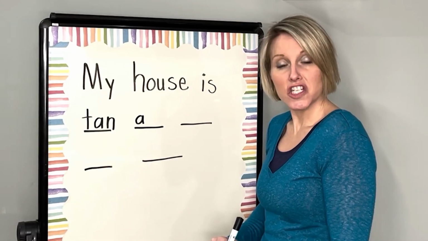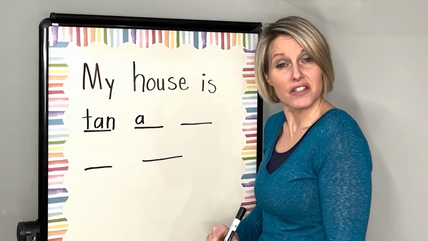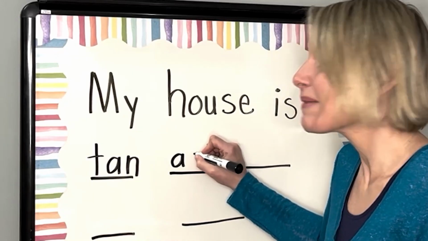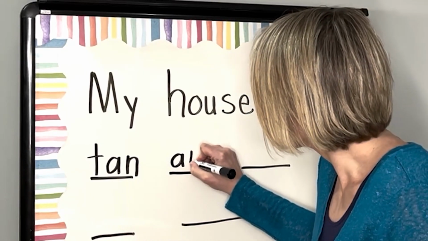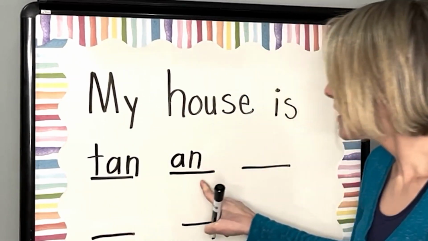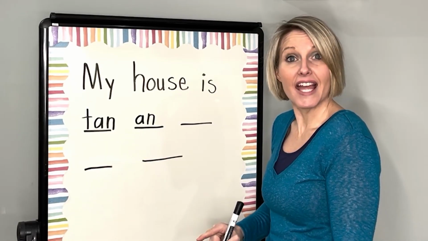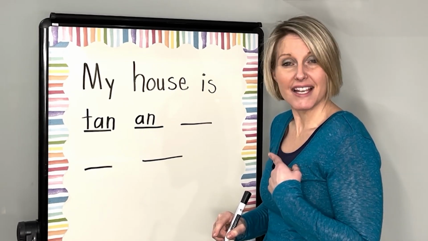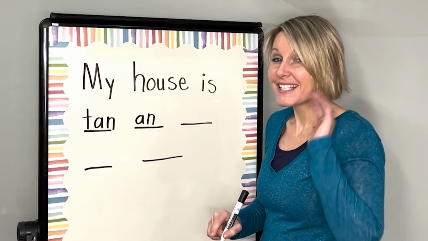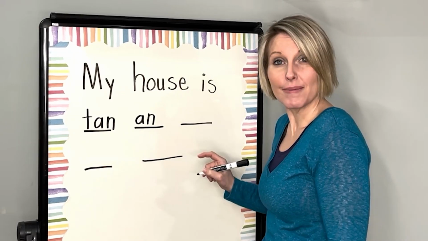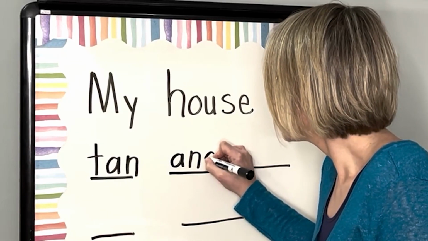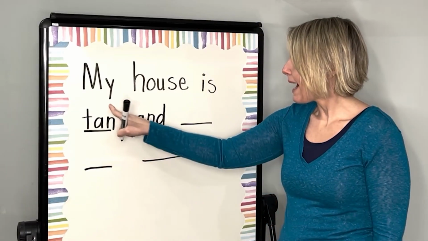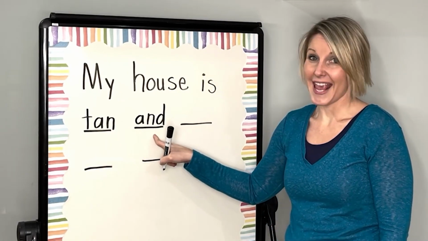The next sound is n. Do you know that sound? You're right, it's N again. This is how we make a lowercase n. Little line down, up, and around. There's my N. And the ending sound in the word and is D. What letter makes that sound? D says D. Watch me make a lowercase d. Around, close it up, and a big line down. My house is tan and.